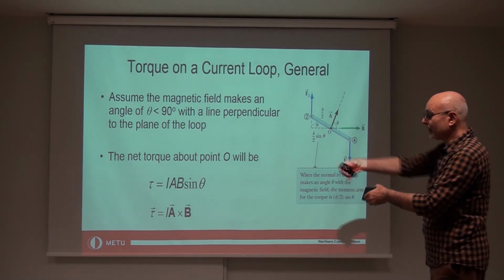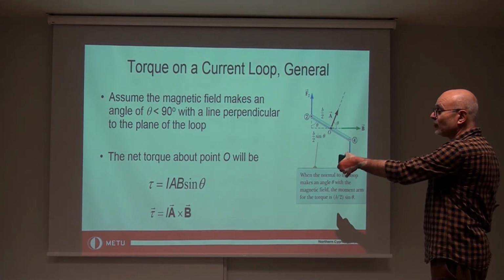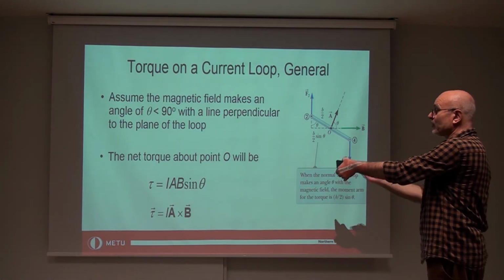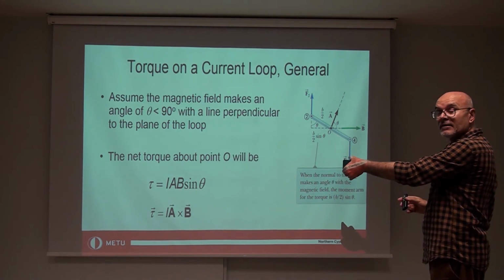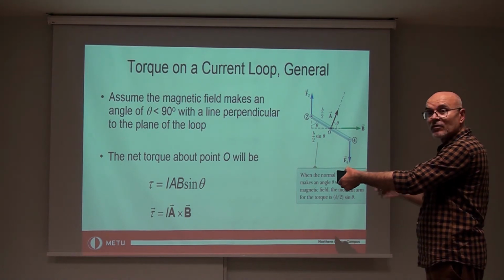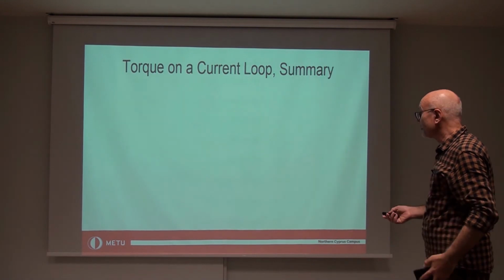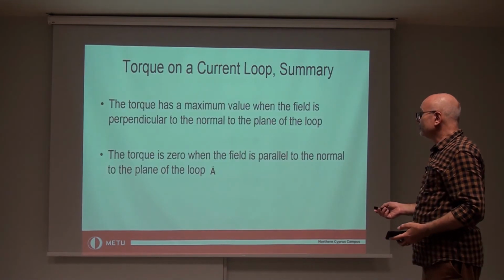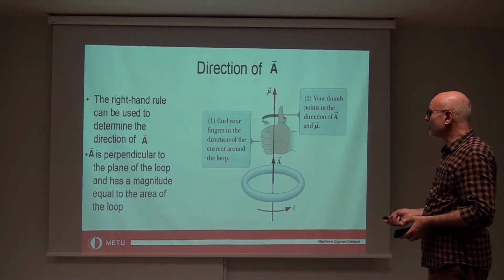So if you have a uniform magnetic field flowing in the x direction, and you put a loop in this direction so that the area vector is parallel or anti-parallel to the magnetic field, this loop will feel neither a net force nor a net torque. It will not rotate in this case. Okay? So that's what we get.